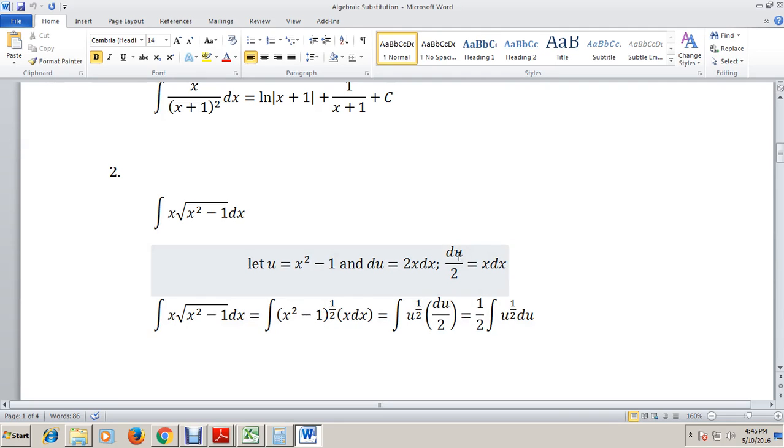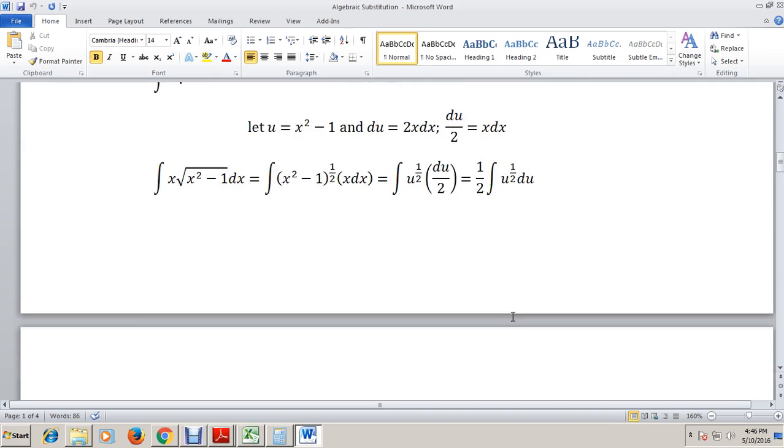x dx is represented as du over 2, and of course x squared minus 1 is u raised to 1 half. Okay, so at this point, this is a common form of the integrand. We just bring out the constant outside the integral sign. So we have 1 half integral of u raised to 1 half du. We just apply the power formula here, then we can solve the integral.